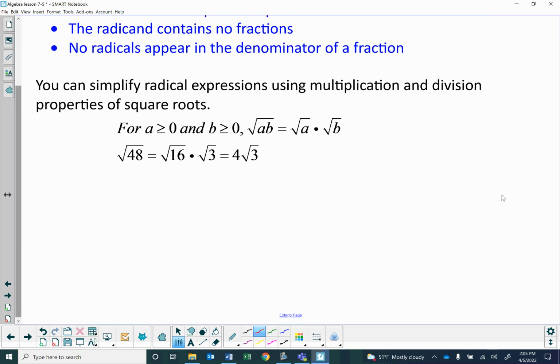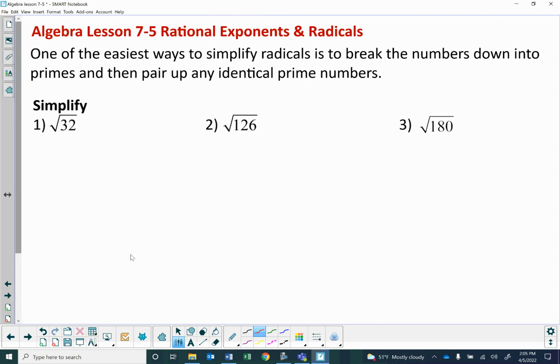So we're going to learn how to simplify radicals today, which is really quite an important skill that you're going to use throughout your career in math. You're going to use it a ton in geometry. So this is going to be an important lesson for you.